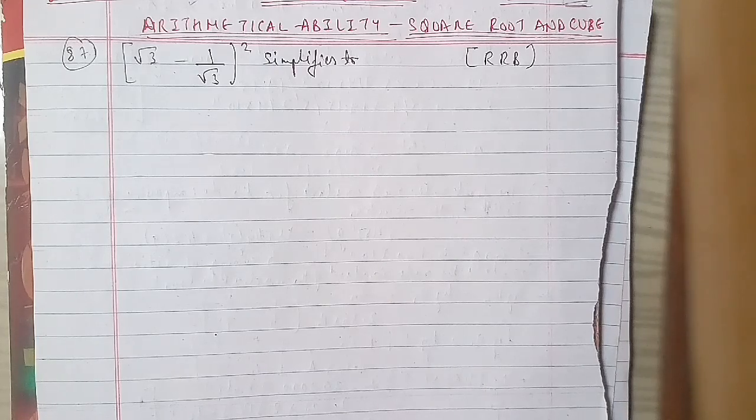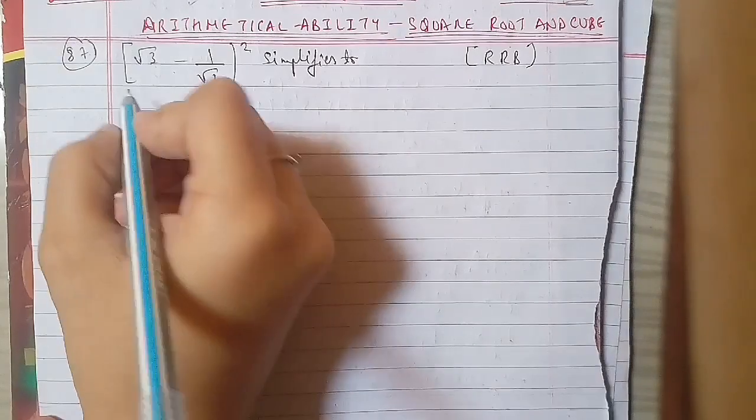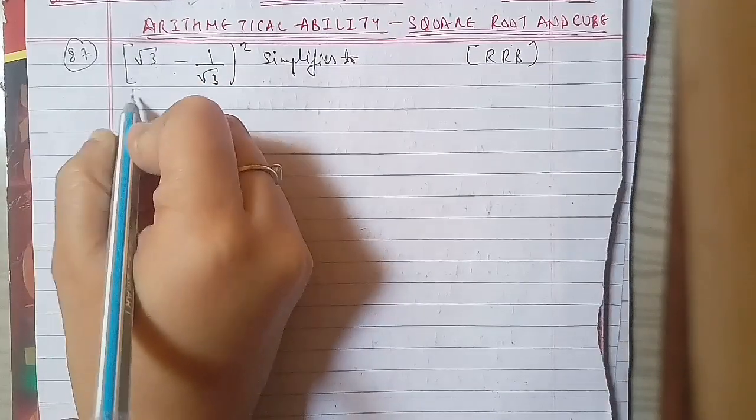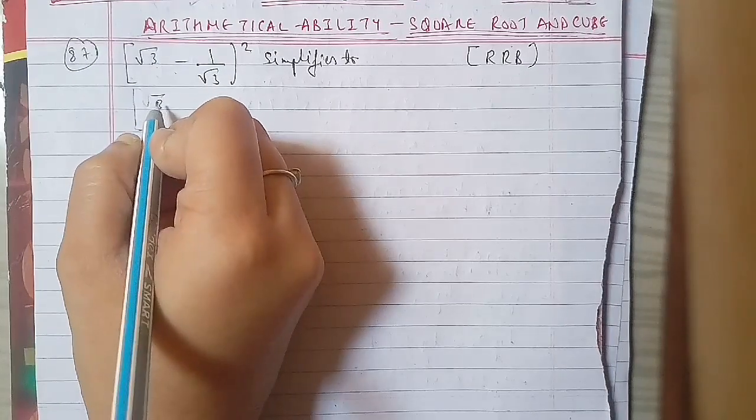And the options for this are 3 by 4, 4 by root 3, 4 by 3 and none of these. And for that we have to find the solution, which is as follows. Let's go ahead and solve it.